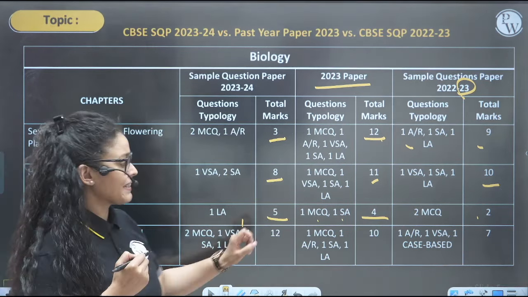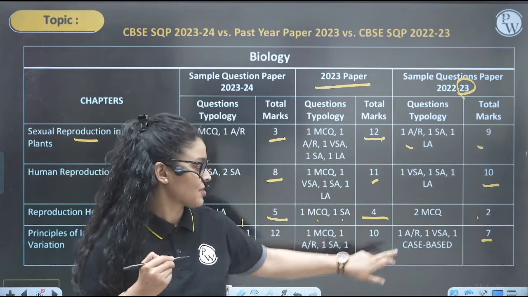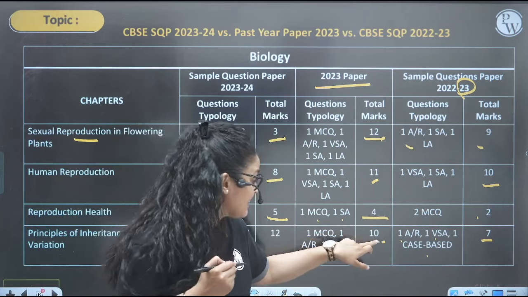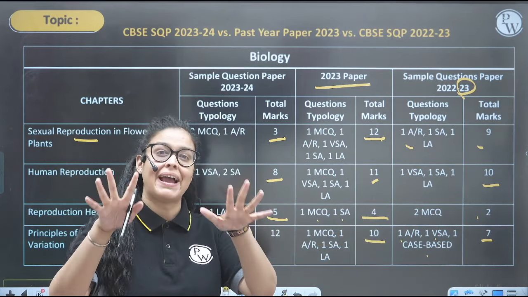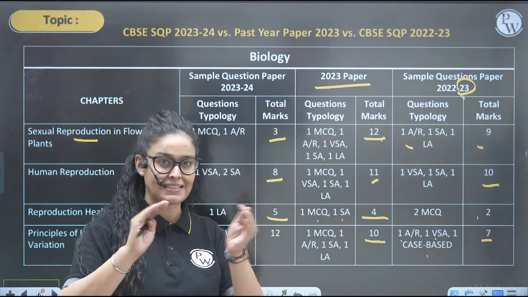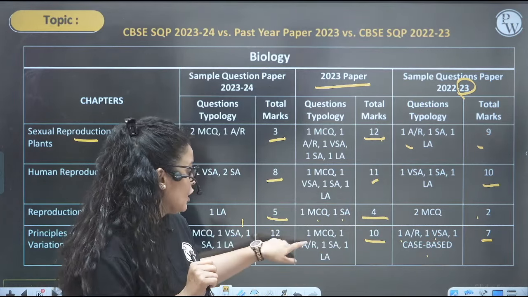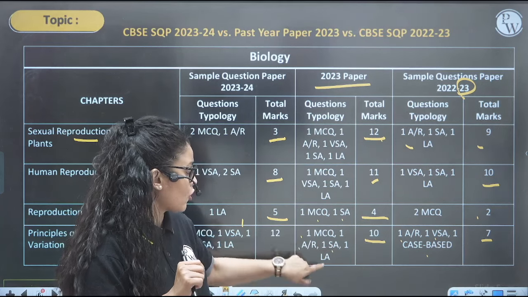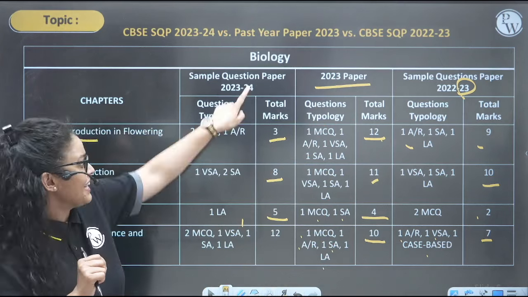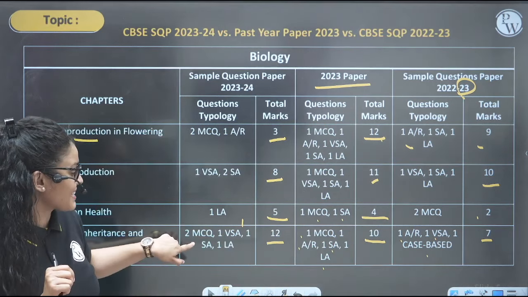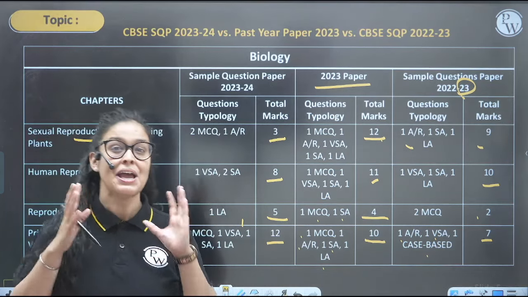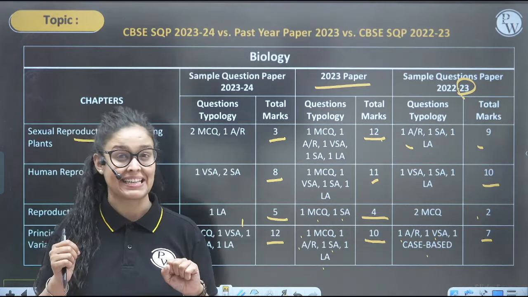Principles of inheritance: in the sample paper they asked 7 questions, 1 assertion reason, 1 very short, 1 case based study question. And in the actual exam they asked 10 questions. So approximately, plus 3 minus 3, they are asking. So 1 MCQ, 1 assertion reason, 1 short answer, 1 long answer. This type of pattern they asked in 2023. And in the 2024 sample papers, they asked 12 questions from this chapter. So this year they are going to give you more questions from this chapter, right?